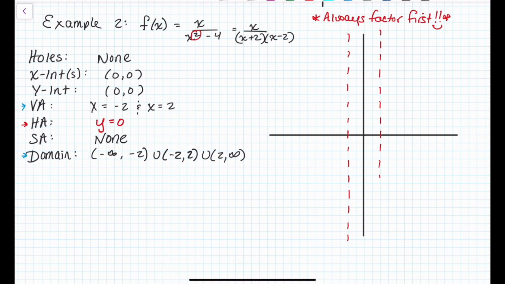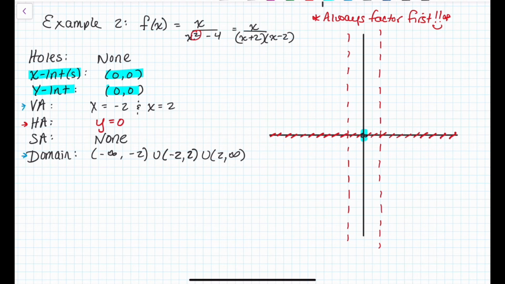So let's sketch out this graph. And sometimes people like to write the domain after they graph. That's totally fine, whatever floats your boat. So we have three different asymptotes here. One horizontal asymptote at y equals 0, and then our two vertical asymptotes. So for this graph, I would, again, make sure you show the x-intercept and y-intercept, which are the same point right there at the origin.